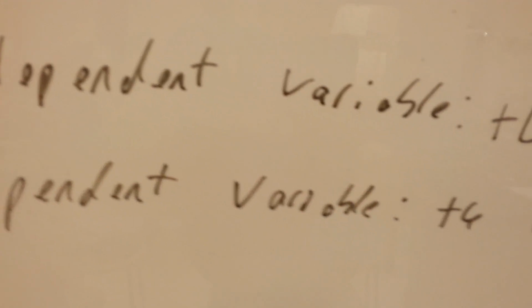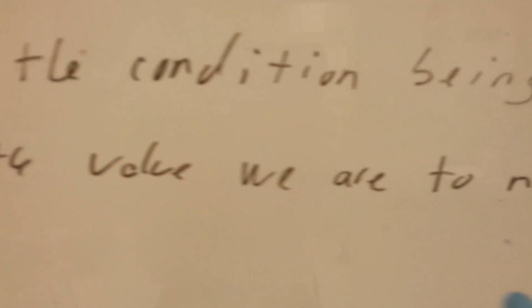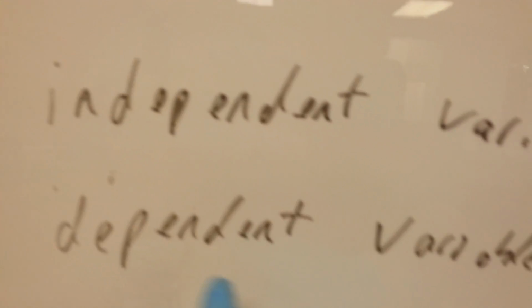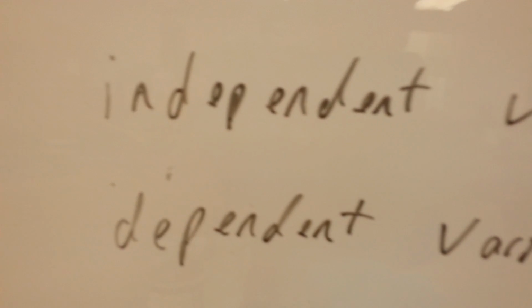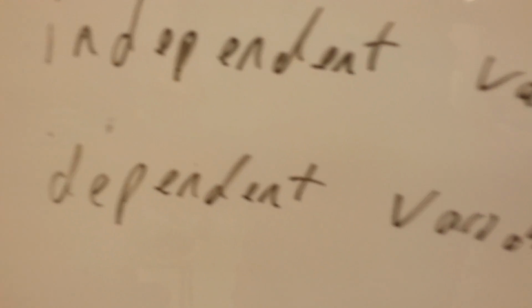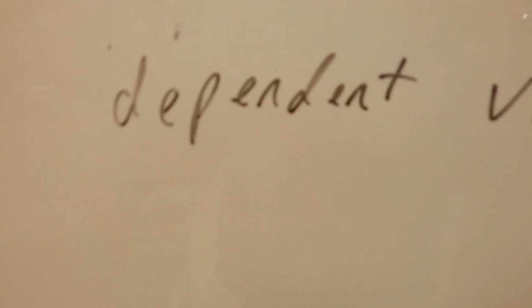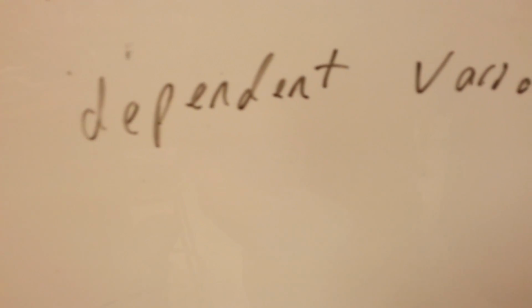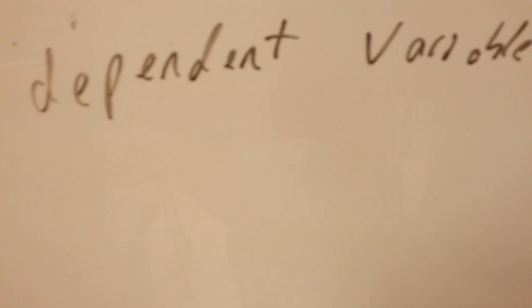The dependent variable is the value we are to measure. You can pretty much figure it out, because it depends on the independent. Depend means depend on something. Of course, I'm using the word in the definition, so it makes no sense, but just remember, it depends on the independent. So the dependent variable is the value we're measuring.